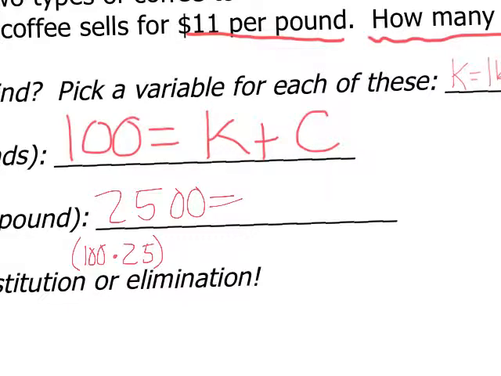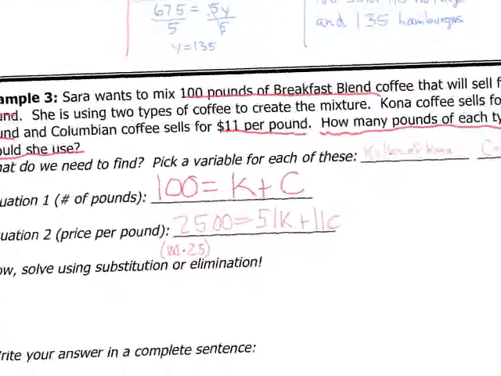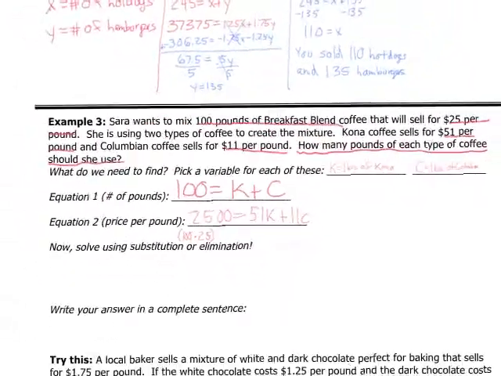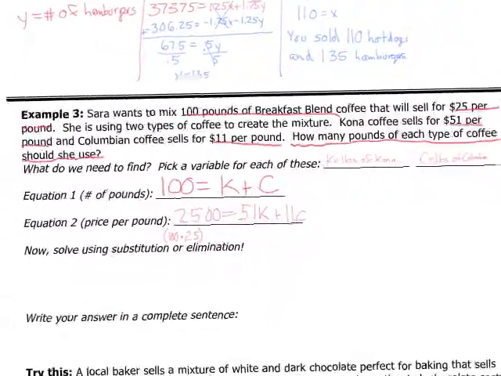51 a pound. 51 per pound. How many pounds? K. So we have 51K plus, what's the money value of the Kona she's putting, or sorry, the Colombian she's putting in? $11. 11C.